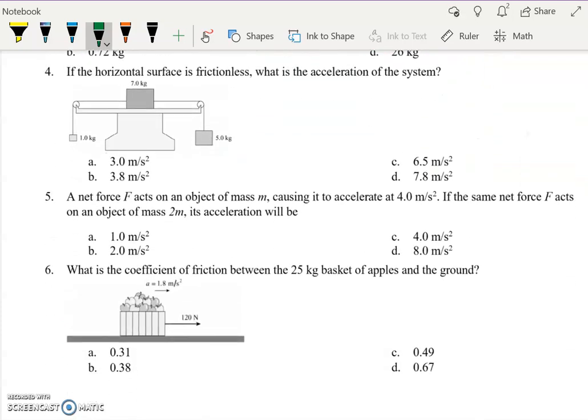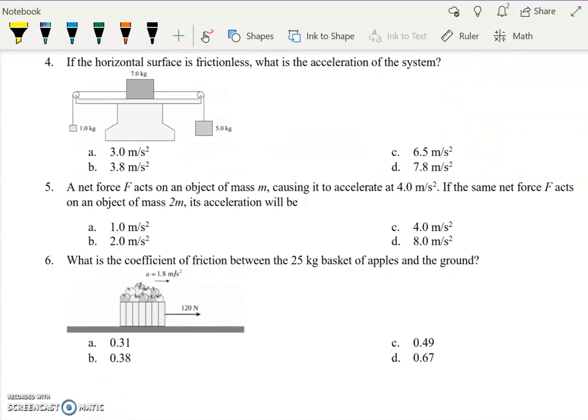Number 4. If the horizontal surface is frictionless again, what's the acceleration of the system? This one looks more complicated than it is. This 7 kilogram block has several forces acting on it, with tensions in both directions. Neither of those tensions are really going to matter, right? We're going to draw a force diagram for all three objects.